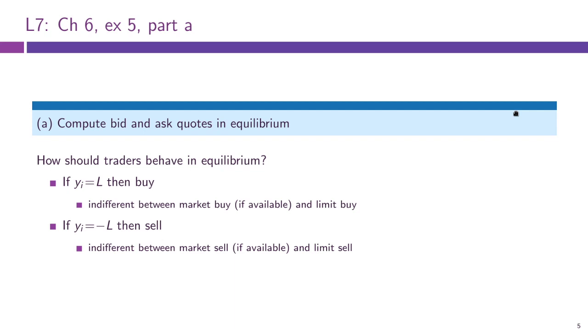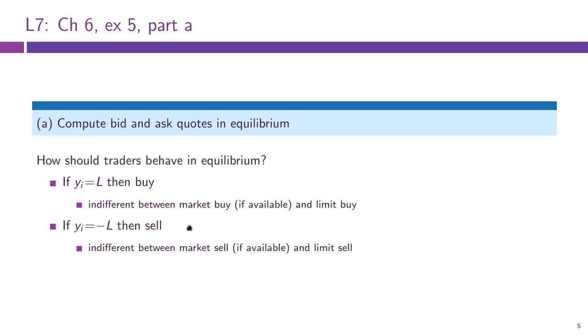So what kind of behavior do we want in this problem? We want, first of all, traders with high valuation to buy. We want traders with low valuation to sell. So that part is relatively easy. But then how do we want these traders to choose between market and limit orders? Well, effectively, we want them to use both, right? So they should be indifferent between market and limit orders.